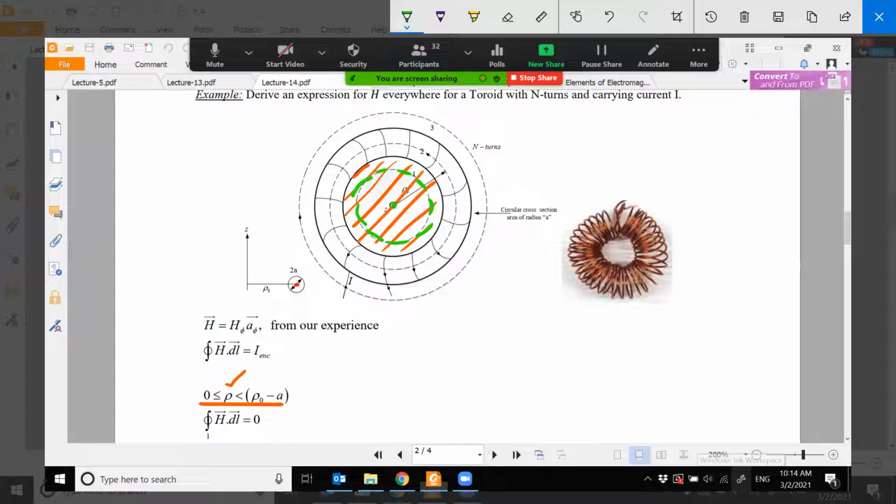And this Amperian path has a radius of rho. Now you apply Ampere's law here. So what does Ampere's law state? Ampere's law states that the closed line integral of H bar dot dl bar is equal to the current enclosed. Now can anybody tell me what is the current enclosed inside this green circle?